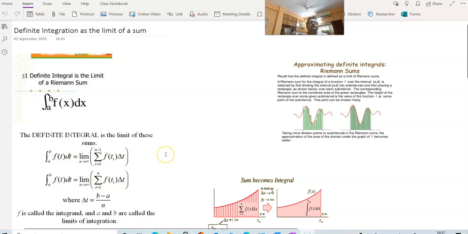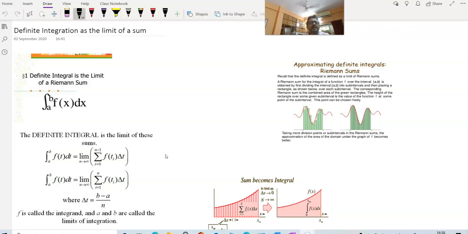Good morning. Today I am going to explain the meaning of definite integration. It seems that the difference is in the limits only. When you consider an integrand of this form, f(x) dx without limits, this is called indefinite integration.